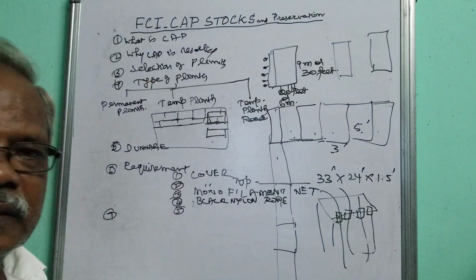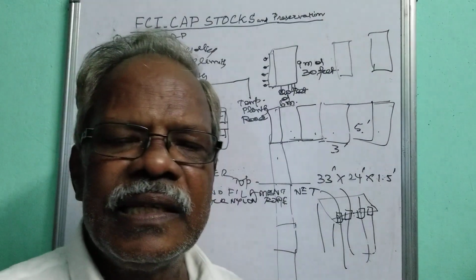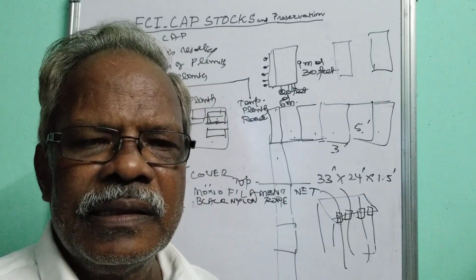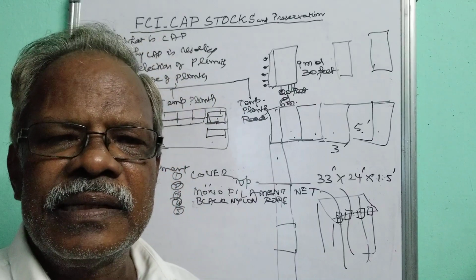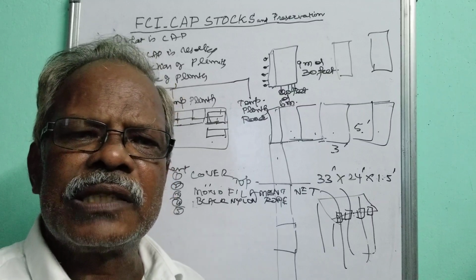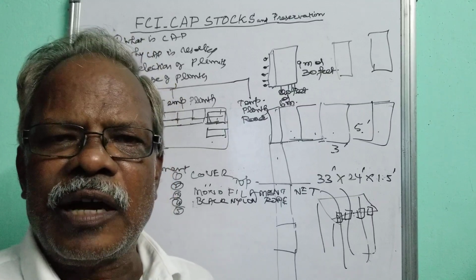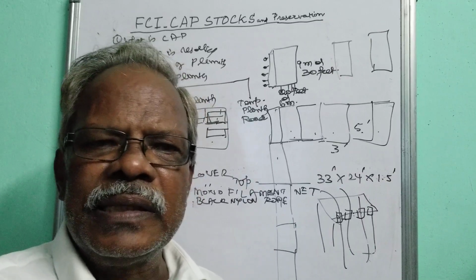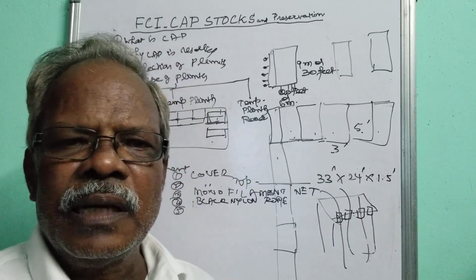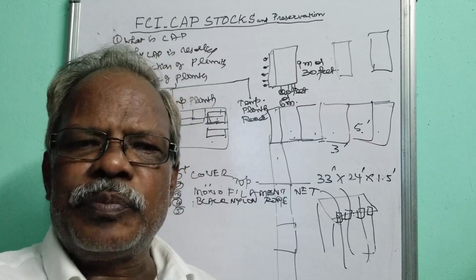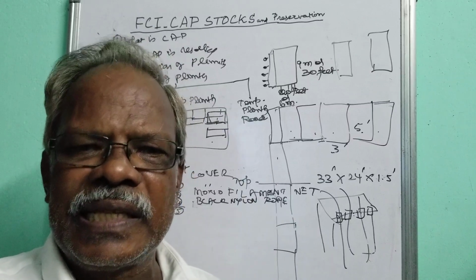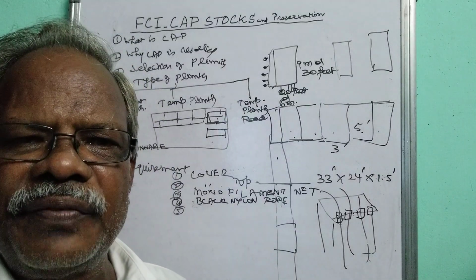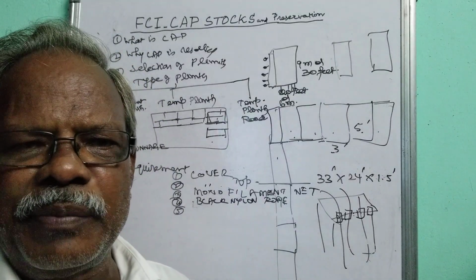Then receiving of the stock. After spreading the crates, the stocks are received by resorting to stacking. Stock means the overall quantity we have received, and stack means the bags arranged in an orderly manner. The size we have told already: 30 feet length, 20 feet breadth, or 9 meters by 6 meters.